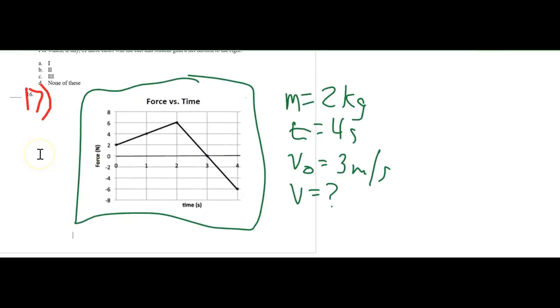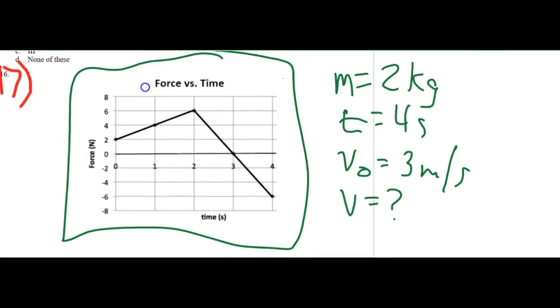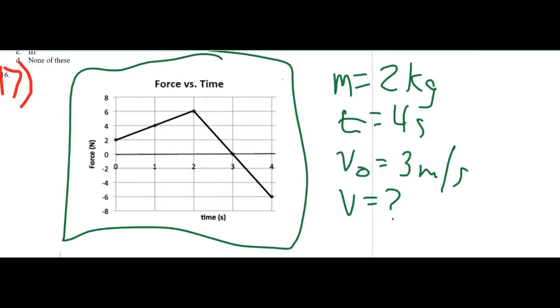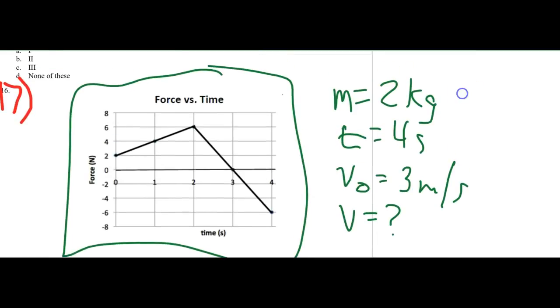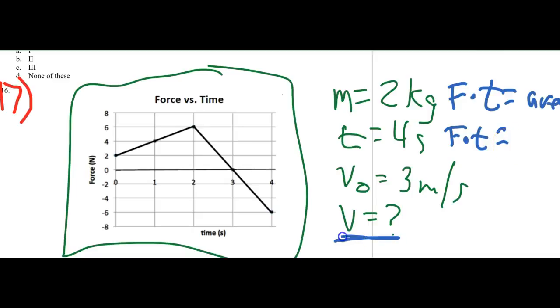Anytime we have a graph, I've threatened to hit you guys if you don't know this: I have to look at either slope or area. Well, we know area is force times time. How could I relate this area to my variables down below? I could say force times time, or the area, equals, and I'm looking for the final velocity, the only one that has velocities there is m delta v.